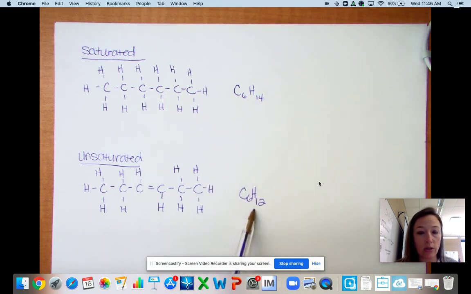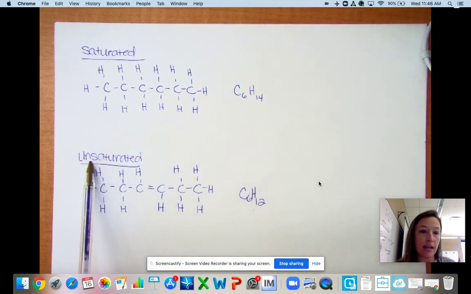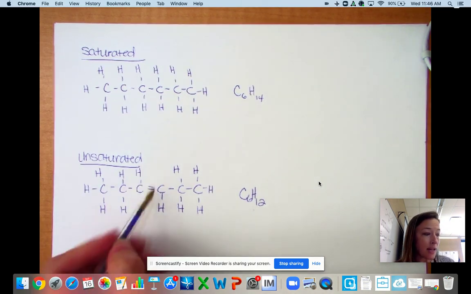All right, so what we're seeing is that a 6-carbon backbone should be able to hold 14 hydrogens, but this one can't. It can only hold 12. And so that tells us it is unsaturated. It is not full because of that double bond.